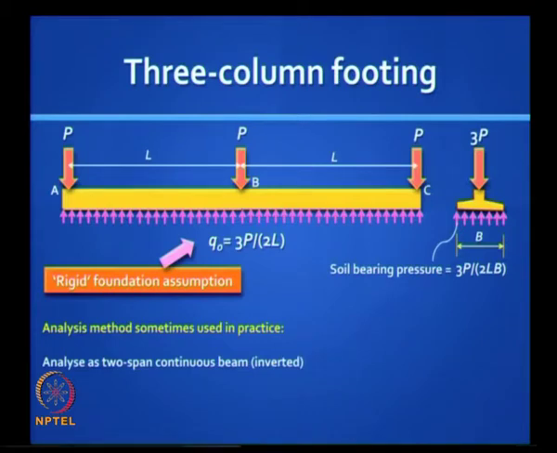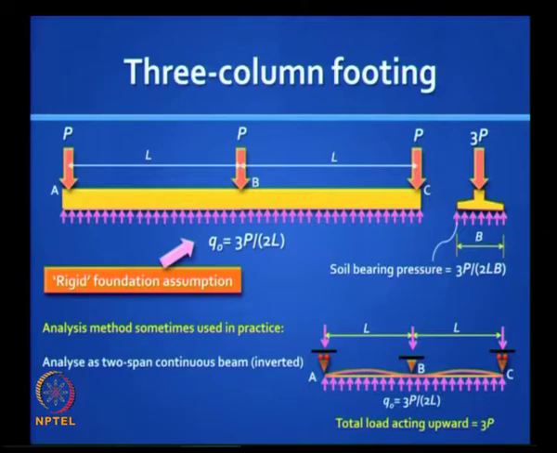Now the analysis is sometimes done by treating this as a 2-span continuous beam, okay, and I will show you how it is an inverted beam. So this is a model done. Do you find anything wrong with this? This is done by some engineers.